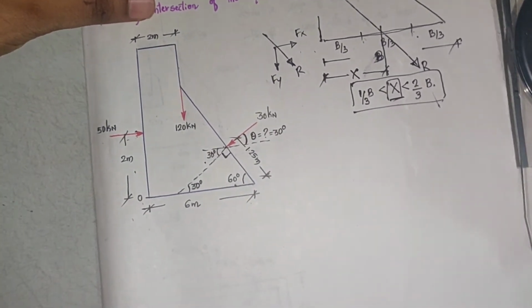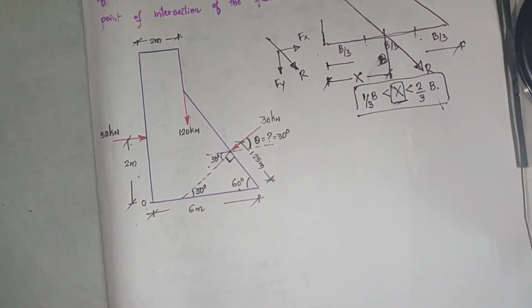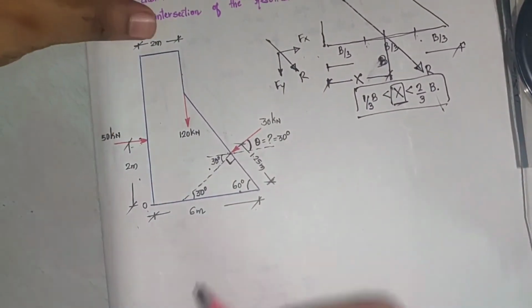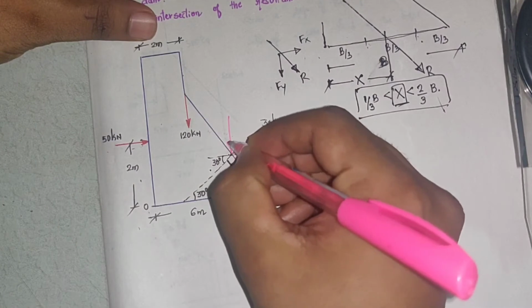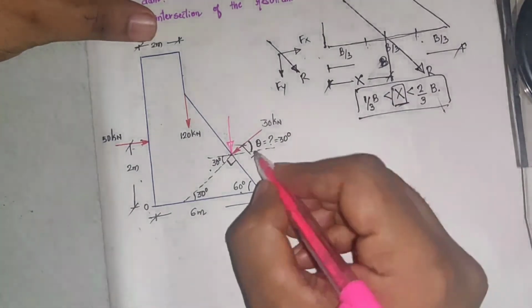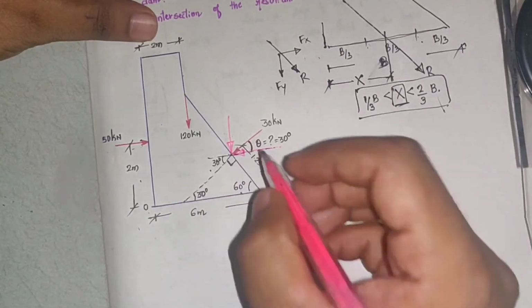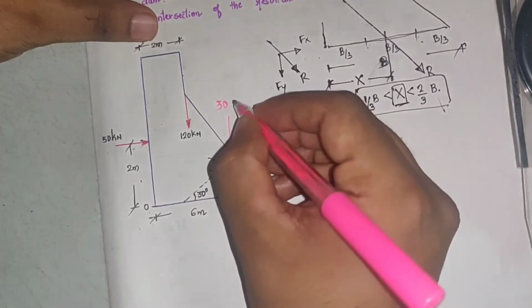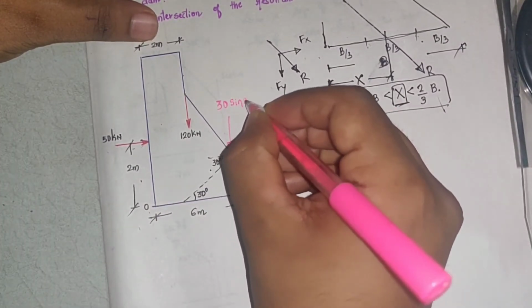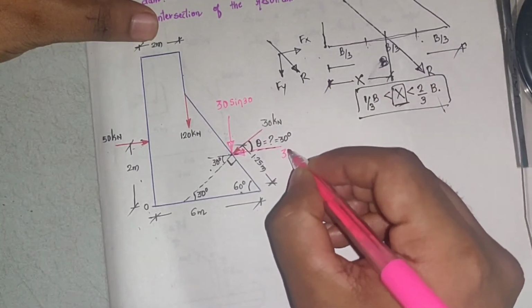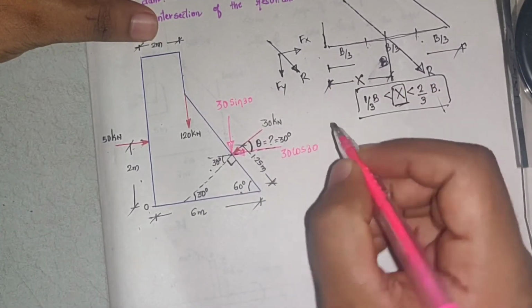So when I resolve this force, one force is acting vertically downwards and one force is acting vertically leftwards. So this force I'll call 30 sin 30 and this is 30 cos 30.